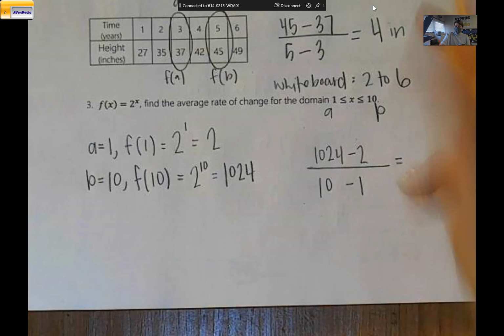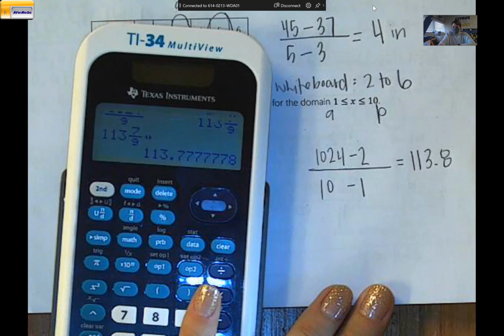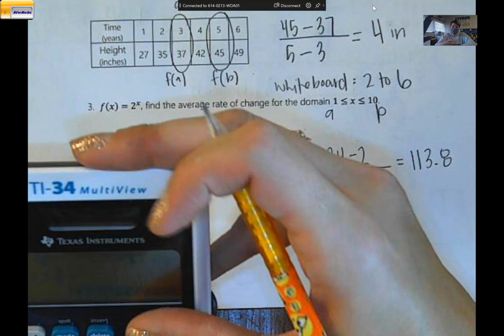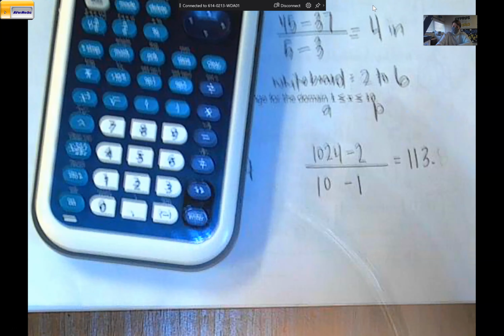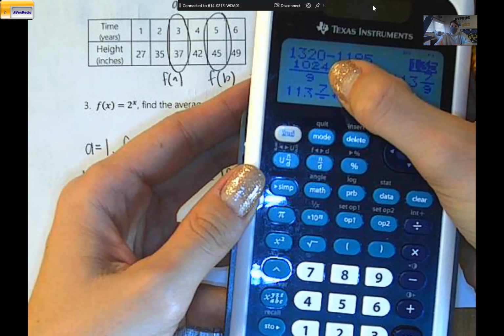So I'm just going to put 113.8. You can put 113.7 if you prefer. Is that what you guys got? Oh, I didn't minus the 2. So this should be 113.5. I forgot to subtract the 2. I just did 1024. I didn't do 1024 minus 2.